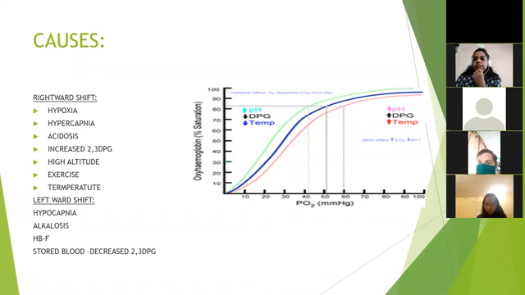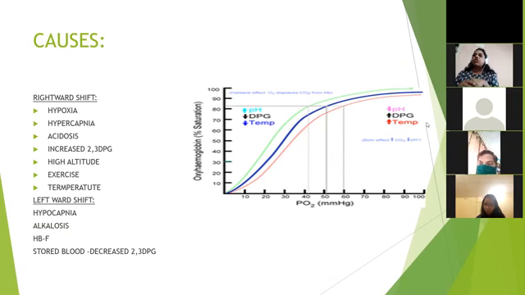For the leftward shift, the causes are exactly opposite to those mentioned for the rightward shift. Whenever there is an increase in pH, there is alkalosis, there is hypocapnia. When there is fetal hemoglobin, which has more affinity for oxygen, there is a leftward shift.